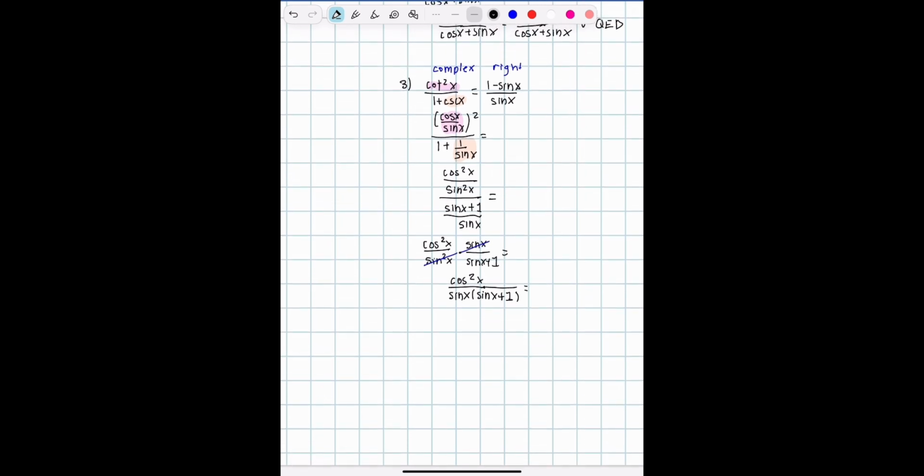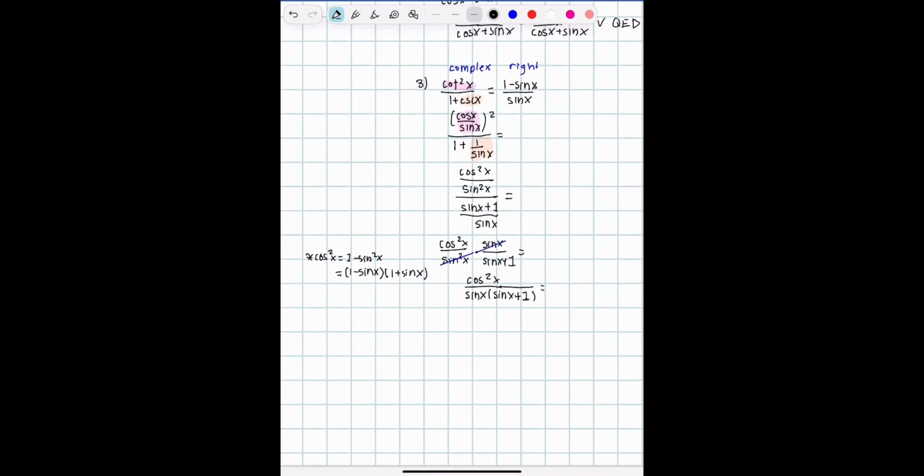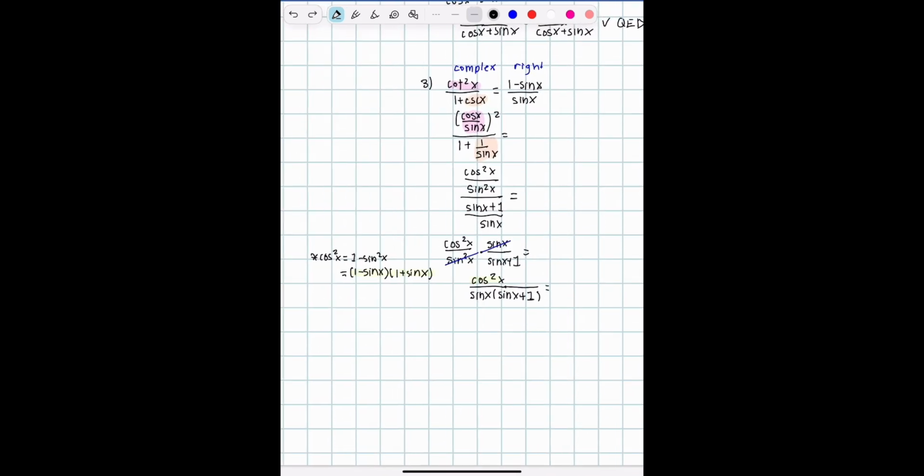And now after this, we can use the fact that cosine squared of x is the same thing as 1 minus sine squared of x. And this is equal to 1 minus sine of x times 1 plus sine of x when you FOIL that. So we can substitute 1 minus sine squared. We have that from FOILing, so we can plug that in for cosine squared of x.